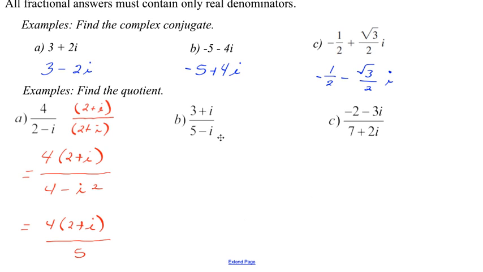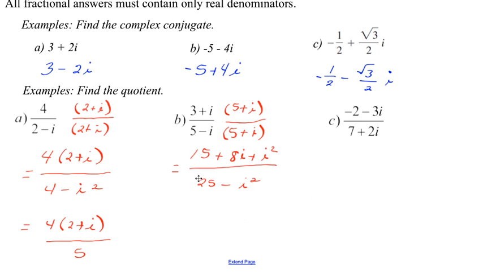Over in example B, we're going to multiply top and bottom by 5 plus i. And you know what, this would be a good time for you to pause the video, try to work on B and C on your own, and I'll show you the answers quickly when you come back. All right, I hope you had a chance to do that. Here is what you should have come up with.